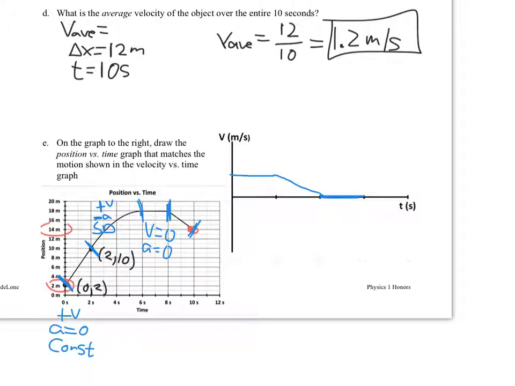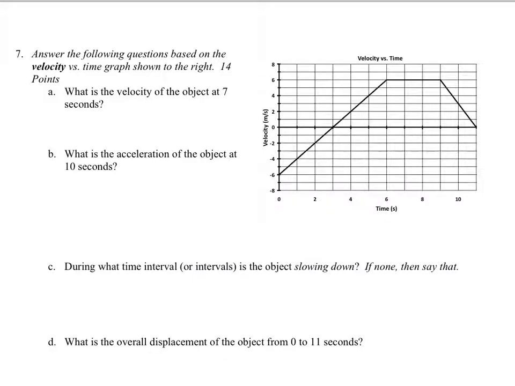And then for that last section, I have a negative velocity. I have 0 acceleration because once again, it's a straight line, no concavity. And so this is just another case of constant. And so I want to show constant negative velocity, and that's just going to be a horizontal line below the axis. All right, for this velocity versus time graph, we have another series of questions.